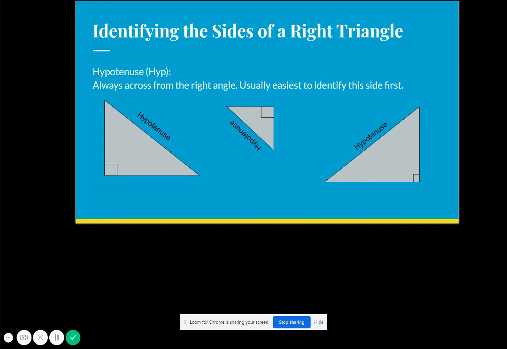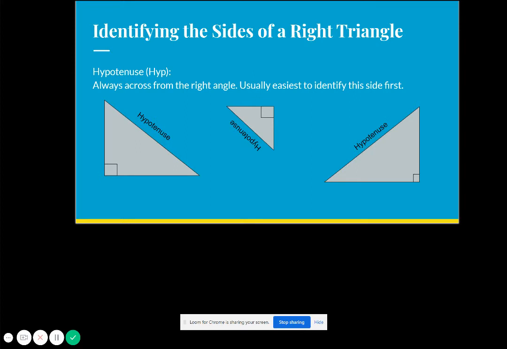Okay, right angle trigonometry only works when you have a right triangle. Every side of your right triangle has a particular name. The hypotenuse is the easiest to find. It's across from the right angle. So if you look at these three pictures, you find the box, and then the hypotenuse is across from the box.